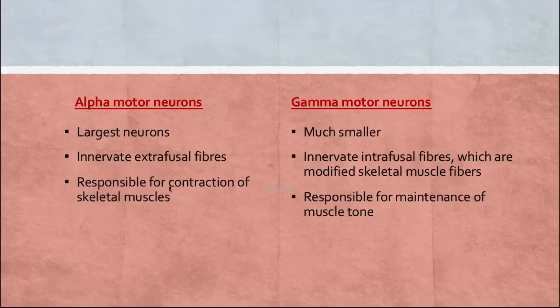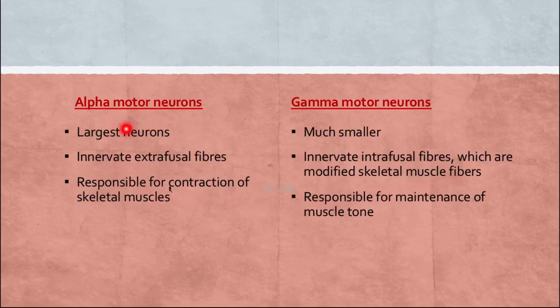The alpha motor neurons are the largest neurons, and gamma are very small as compared to the alpha. Alpha motor neurons innervate the extrafusal fiber, the outermost fiber, but the gamma motor neurons innervate the intrafusal fiber, and these intrafusal fibers are modified skeletal muscle fibers which form the muscle spindle, that we will talk about in detail in the coming slides.